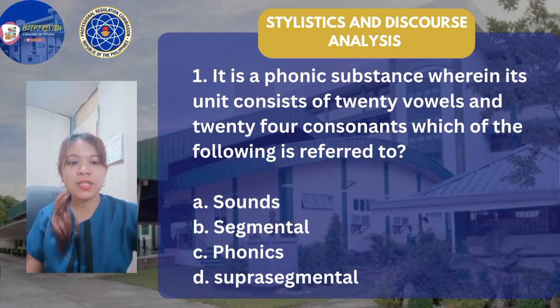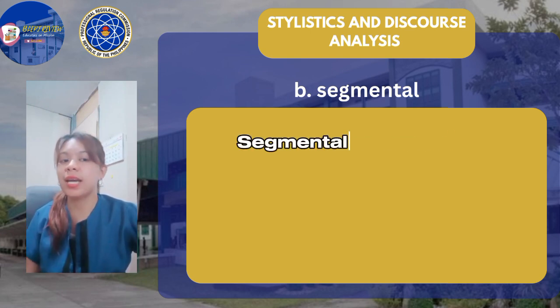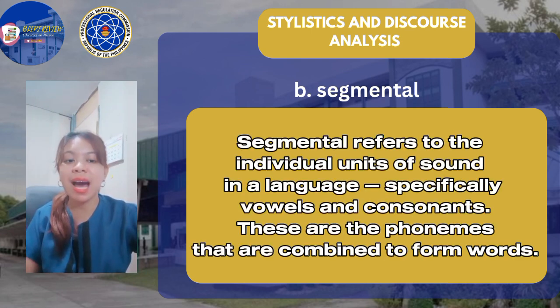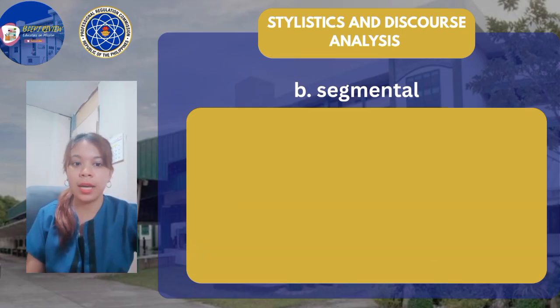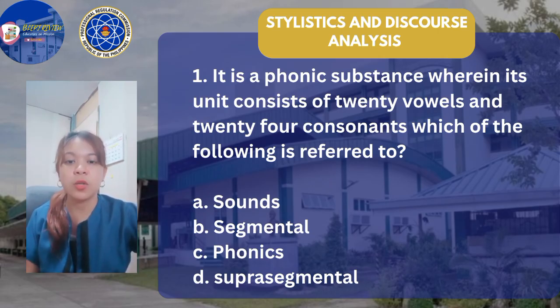Okay, what is the correct answer for number 1? It is letter B, segmental. What do we mean by segmental? Segmental pertains to the distinct sound units found in a language. Namely, these are the vowels and the consonants. These are the sounds that are blended together to create words. Based on the description given in the question, a phonic substance wherein its unit consists of 20 vowels and 24 consonants, we can say that it aligns with the definition.